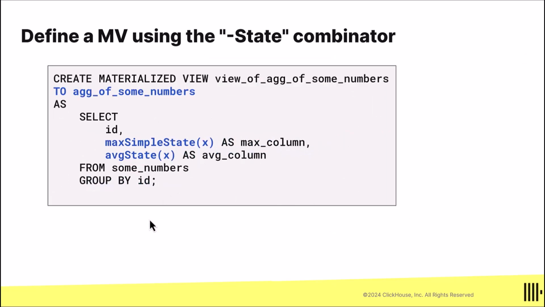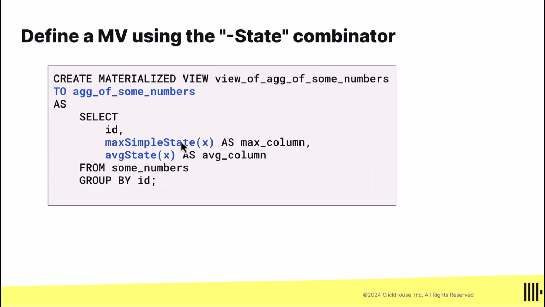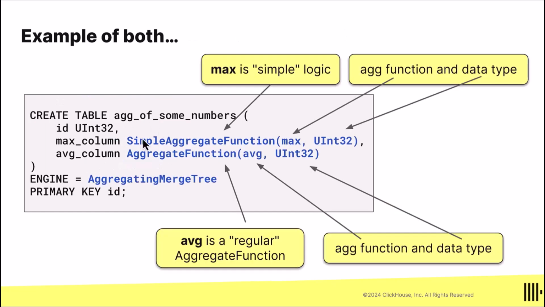Take any aggregate function, you can append State to it. So avg is my aggregate function. avgState saves the values of all the intermediate information that it needs and returns an aggregate function. simpleState, you can't put that on every aggregate function, but you can put simpleState on the simple aggregate functions, which were max and min and sum and those few other ones. And those return simple aggregate functions.